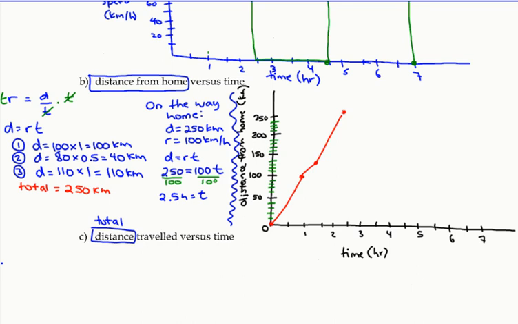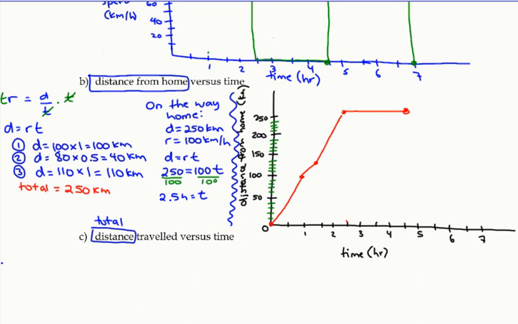So that should technically be at 2.5. Right, 2.5 and 250. Now what does she do? She stays for 2 hours. So what happens to her distance from home? It stays the same, so it's horizontal. From 2.5 hours to how many hours? 4.5, because that's 2 hours of time. It's a horizontal line because she's staying at the meeting. So she stopped, which means her distance from home is still the same.